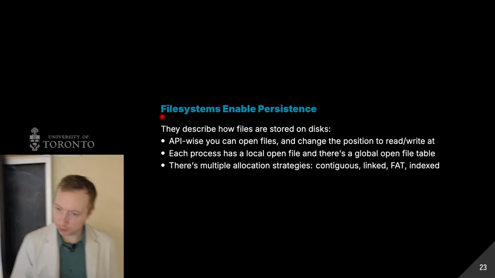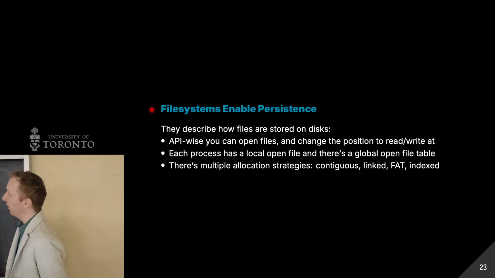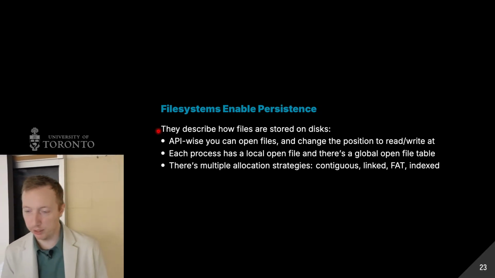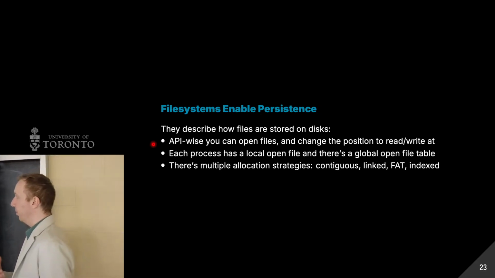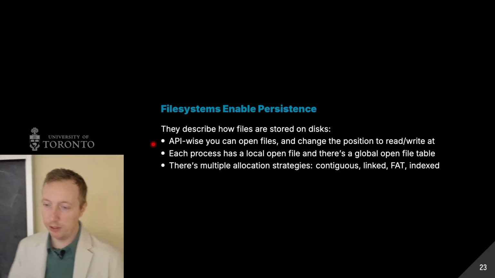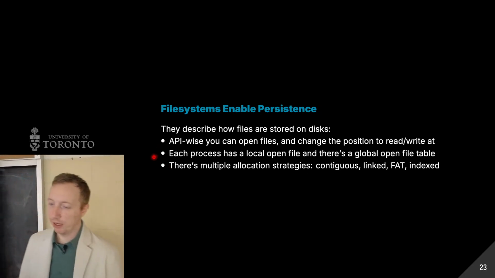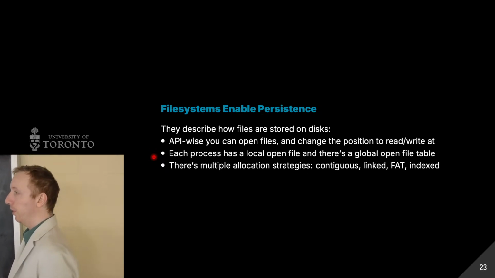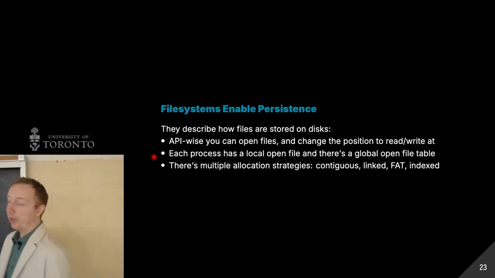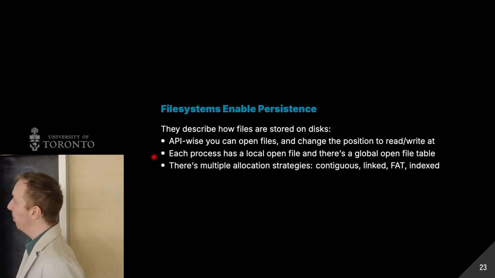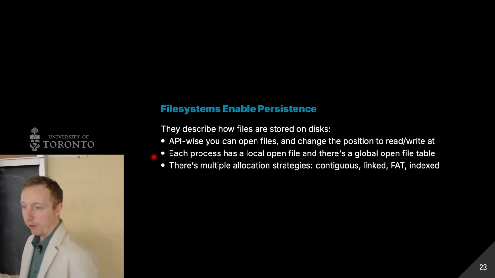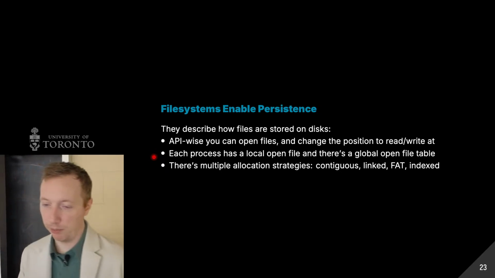All right, so we got to explore a little bit of file systems. They enable persistence. They describe how files are stored on disk. API-wise, I can open files and change the position to read and write at through the lseek system call. Now we know that each process has its own local open file table. That's what a file descriptor actually refers to. And each entry in a process's table points to a global entry, which stores the position and flags and what actual resource it refers to.